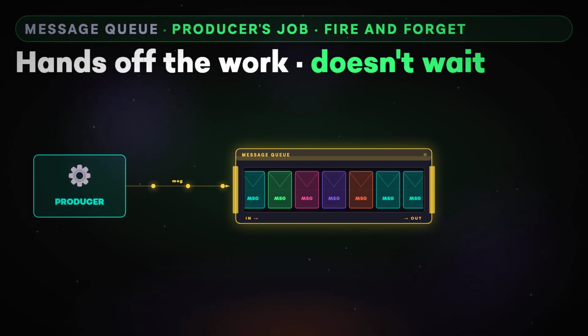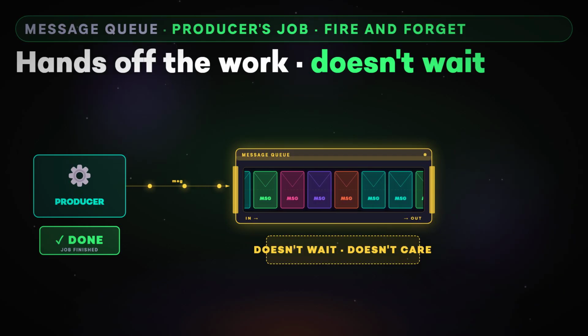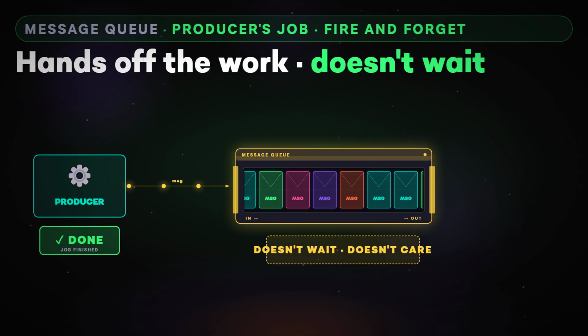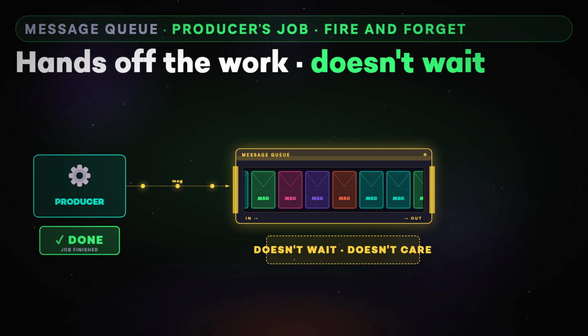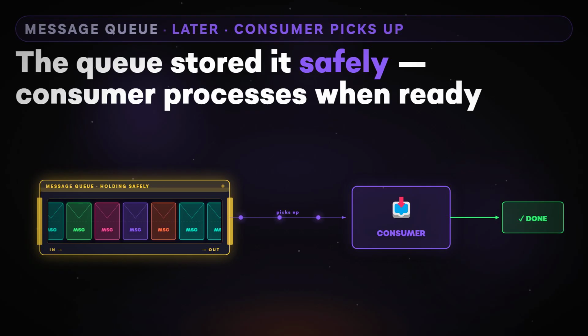Now notice something important. The producer's job is finished. It doesn't wait. It doesn't care when the message is processed. It simply hands off the work. The message queue stores the message safely. Then later, the consumer picks up the message and processes it. This separation is what makes queues so powerful.